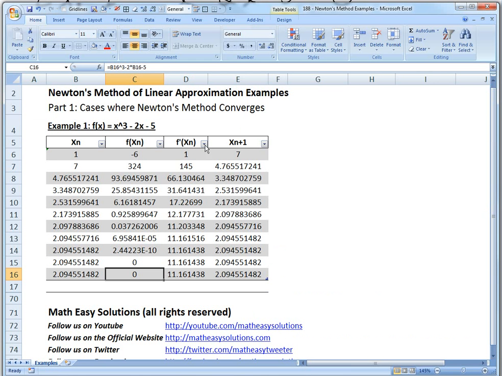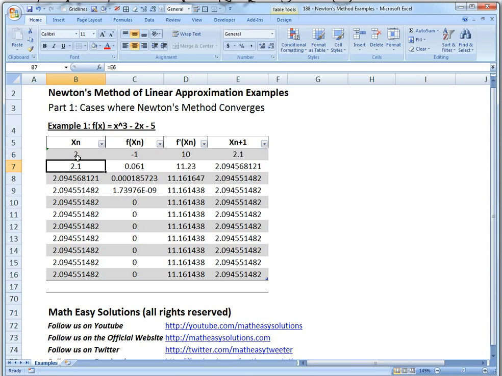Oh, whoops, I made a mistake here. The initial value was 2, not 1, but you can see it still converged. It took a while. If you put a 2 in here, as you can see, it converges much quicker if your starting point was more accurate. And as you can see, it's the same number, 2.09455148, and depending on how accurate you want, you could keep going down, but it's pretty close.